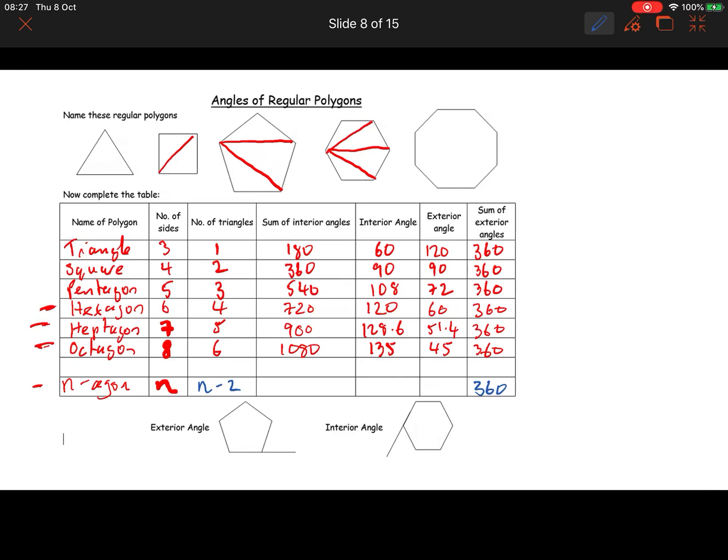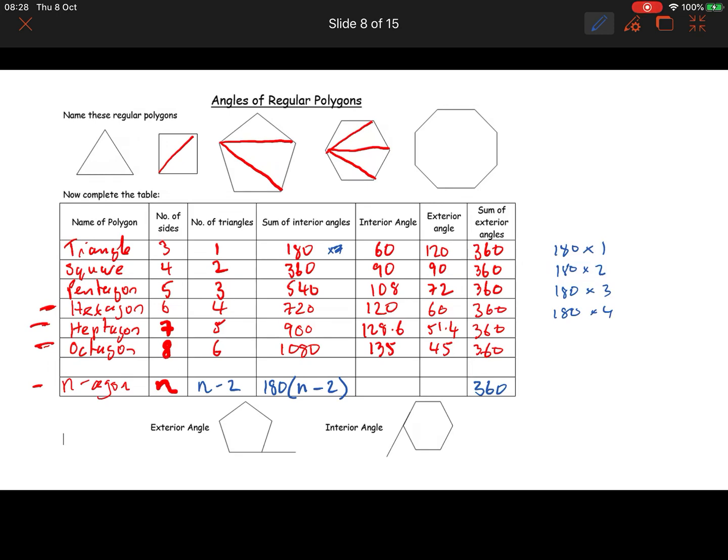Now, what about the sum of interior angles? Okay, notice how 180 is 180 times 1. I'll write it over here, 180 times 1. Look at the square, it's 180 times 2. Pentagon, 180 times 3. 180 times 4. It's always 180 times the number of triangles. Now, since the number of triangles on an n-gon is n minus 2, it must be 180 times n minus 2. And we use brackets for that.